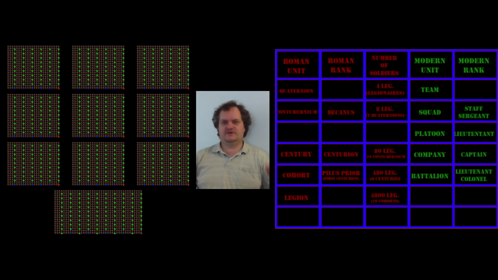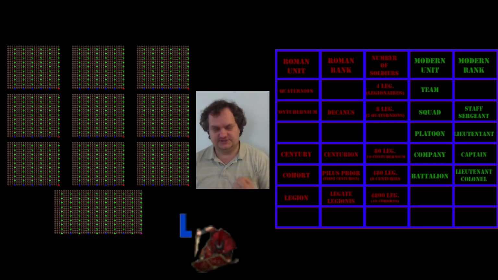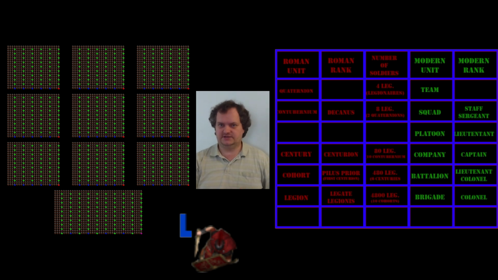The legion itself, however, is led by the legatus legionis, or what we would call today legate, and he is over all the legion. Now the modern equivalent to a legion is a brigade, which would be commanded by a colonel. Now, in the early days of the United States, a brigade was originally commanded by a brigadier general, but in the modern day, a colonel can also lead a brigade. So the legate is approximately equal to a colonel or brigadier general.